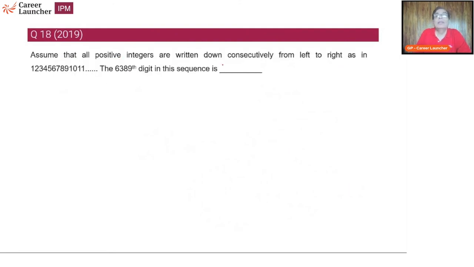Assume all positive integers are written down consecutively from left to right, as in this particular expression. The 6389th digit in the sequence is what? Okay, no issues at all. We need to find the 6389th digit. There's a question which you have done in your studies. There's again a class 9, 10 question for all practical purposes. So please attempt. Question 18, class 9, 10 to be attempted definitely as far as the paper is concerned, assuming you have time. If you say I've already exhausted my time, I don't think you can do anything. But if you have time, you should definitely attempt this one also.